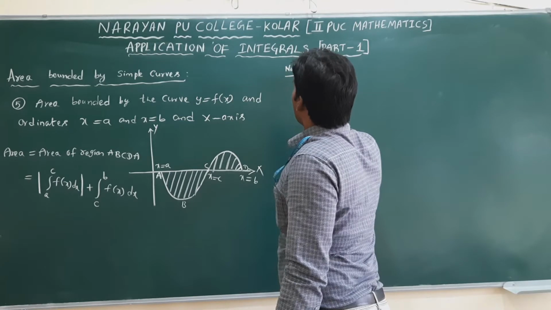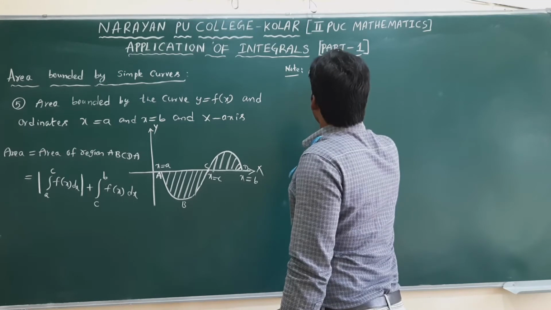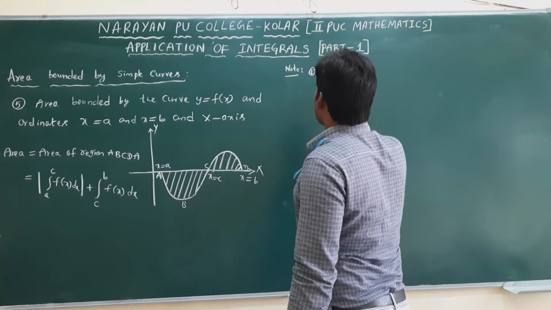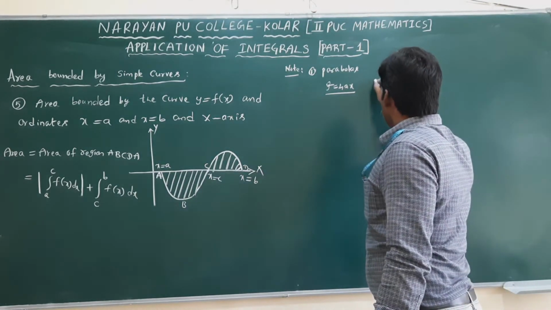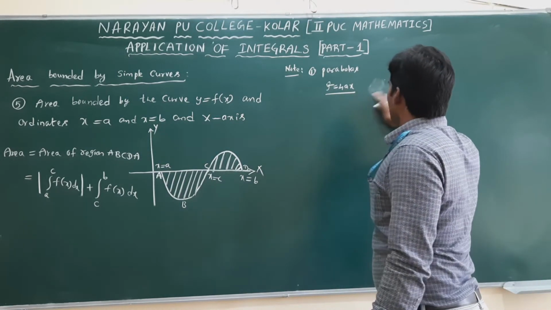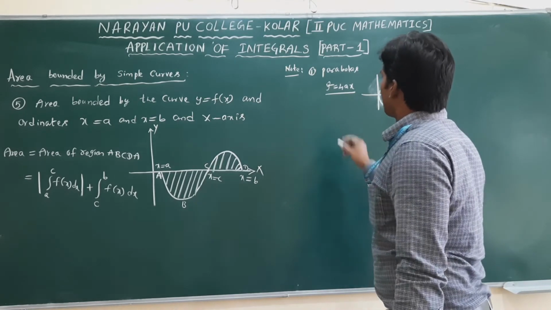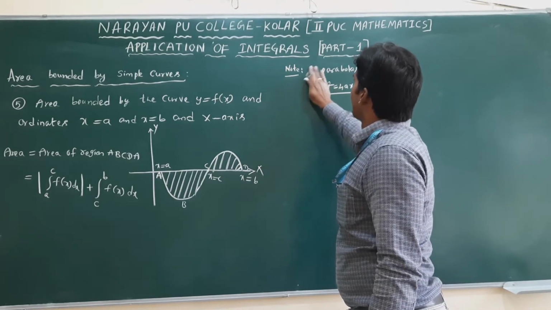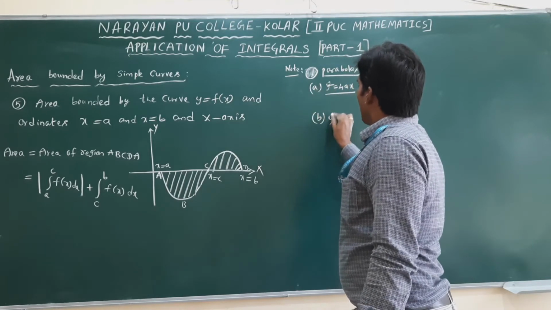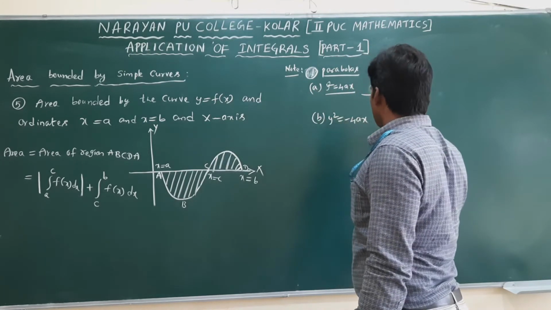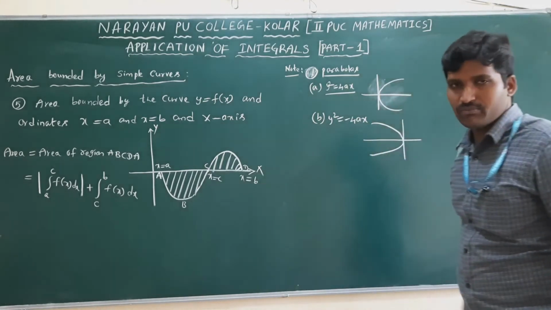Figures we should remember. First of all, parabolas. First, y square equal to 4x, because diagrams are important for this chapter. For y square equal to 4x, now the curve we will see. This is the curve. Next, y square equal to minus 4x. This is towards the negative x axis.